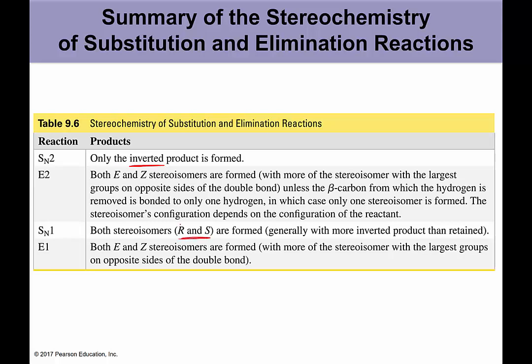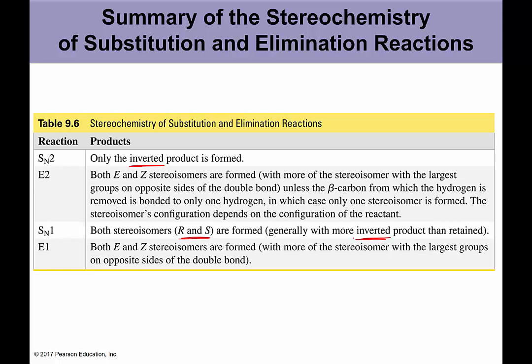If you have an R reacting, you can get an R and S product. If you have an S reacting, you get R and S product. But the relative configuration is generally mixed up. So you have a mixture of enantiomers, or diastereomers in some cases if you already have another chiral center, and you get slightly more inverted product because of that intimate ion pair that forms, and it blocks the attack of the nucleophile.